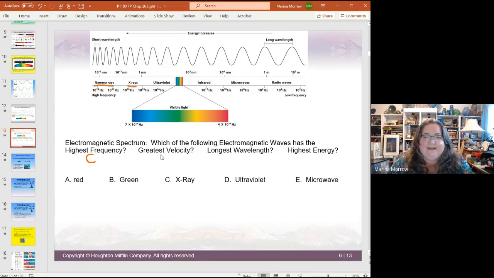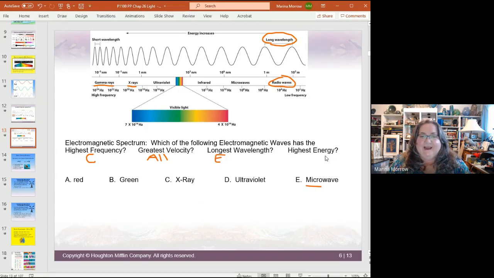Okay, which one has the greatest velocity? Well, all electromagnetic waves move at the same velocity in a vacuum. So we would just say all of them. Okay, so all or any are the same. Which one has the longest wavelength? Well, the longest wavelength of all would be for radio waves. But again, that's not on this list. So you got to look for the next longest wavelength. So microwaves, or E, would have the longest wavelength.